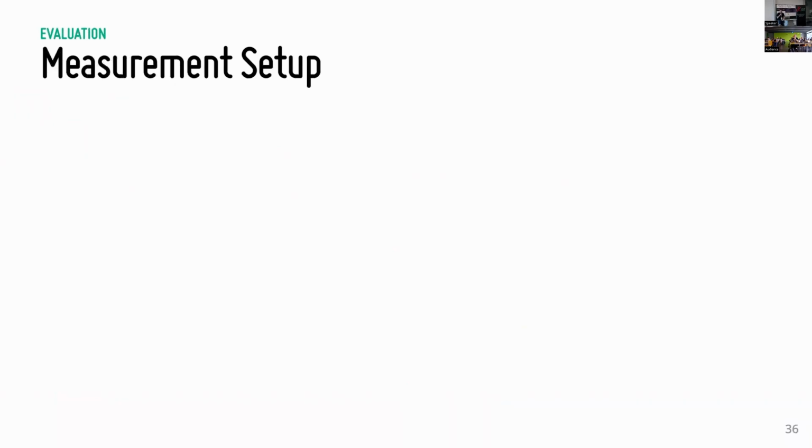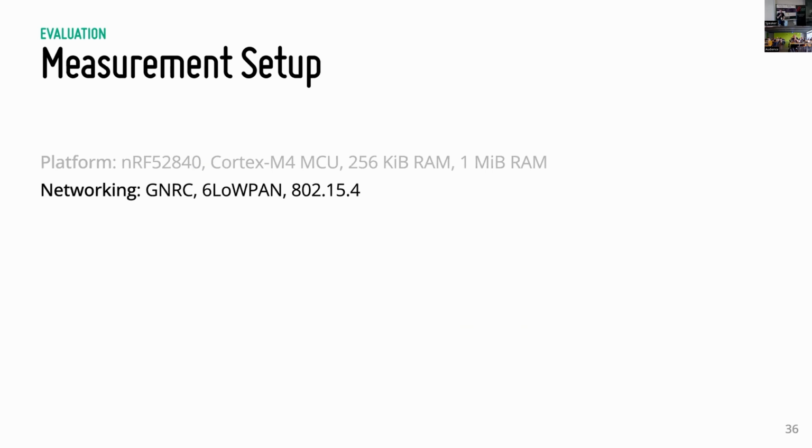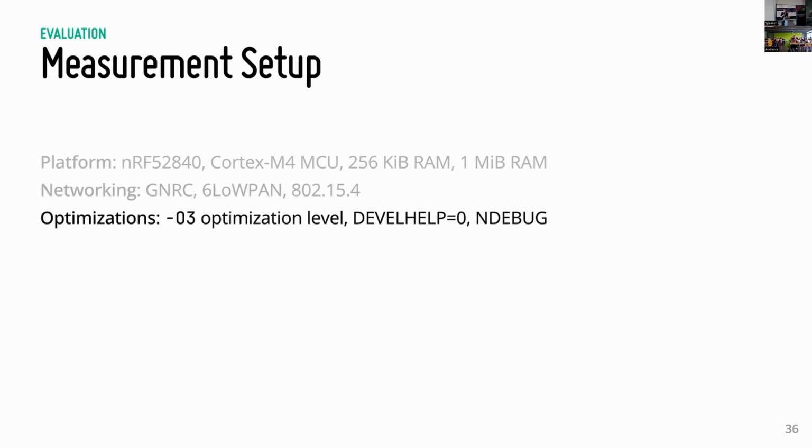Okay, let's look at what all these niceties cost us. We used an nRF52 feather board and GNRC and IPv6 over low-power wireless networks, IEEE 802.15.4, and turned on all sorts of optimization.